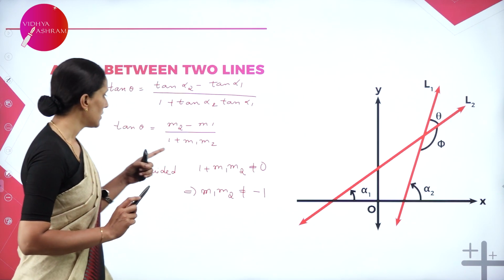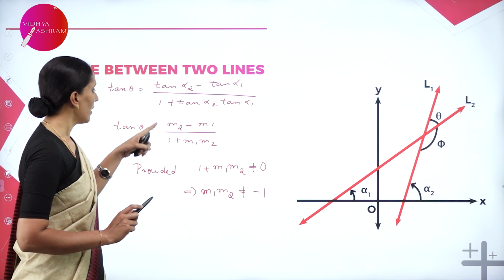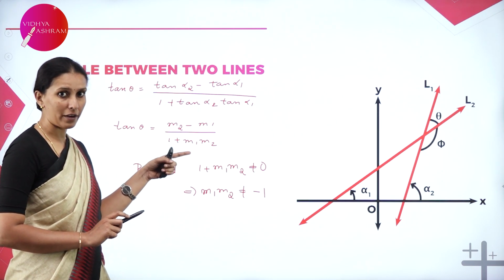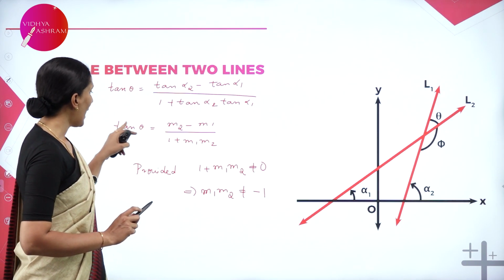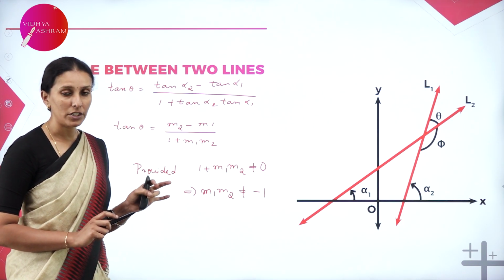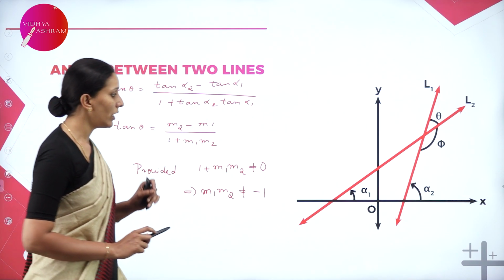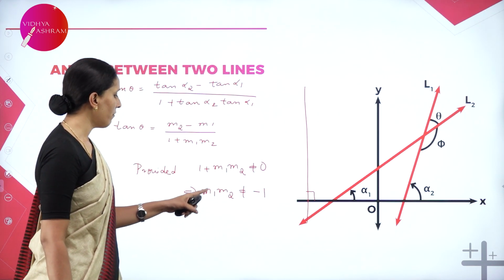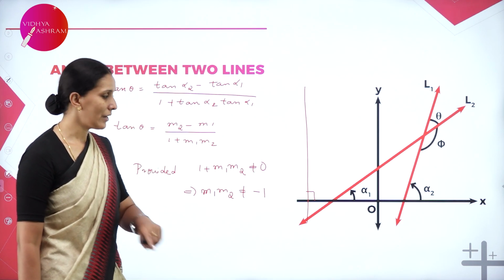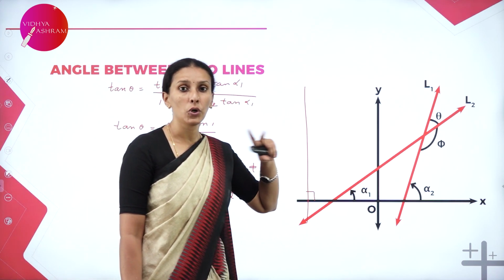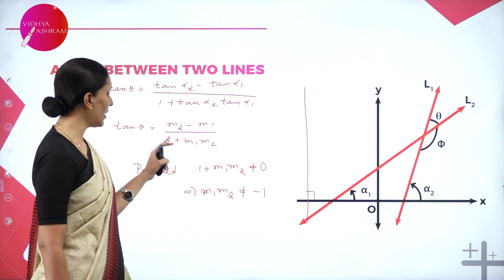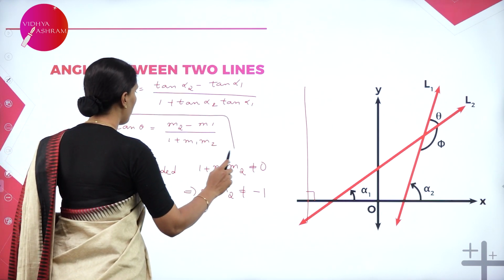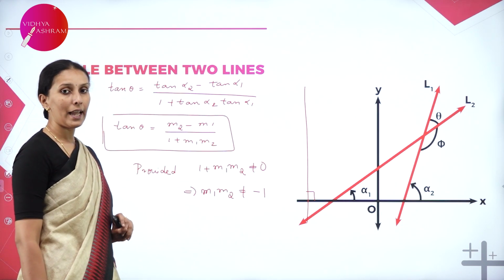So what does it suggest? Clearly you can see that if the denominator becomes 0, tan theta becomes undefined, which means tan theta becomes infinity, a 1 by 0 form, only when the line is perpendicular to the x-axis. So m1 m2 not equal to -1 represents that we are calculating the angle between two non-vertical lines. So the denominator cannot become 0 here. Thus this is the formula to find out the angle between any two lines.